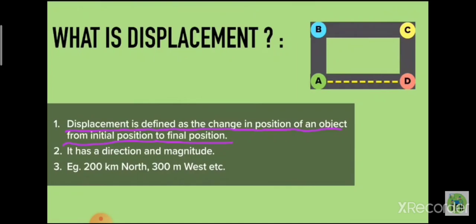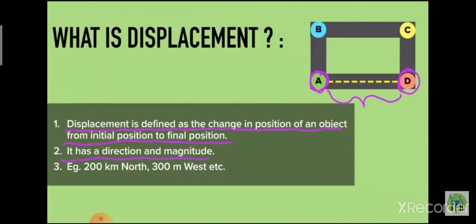The boy traveled from A to B, right? So he went from B to C and C to D. He has started from A and ended on point D. So how much the gap between them is, is called displacement.